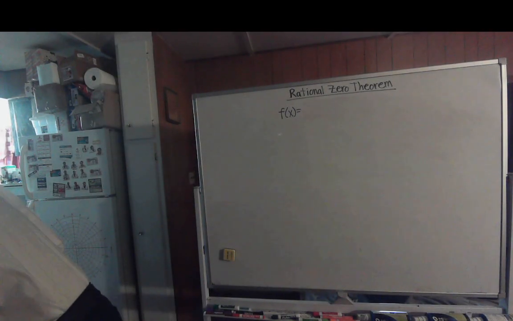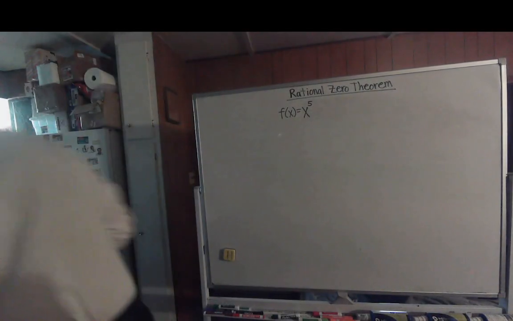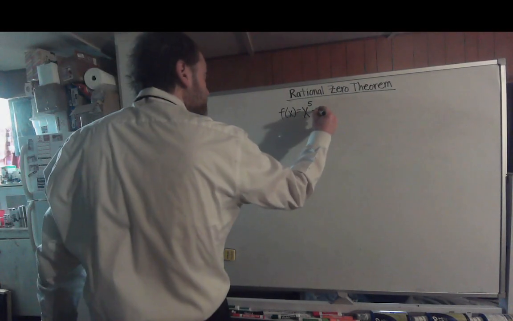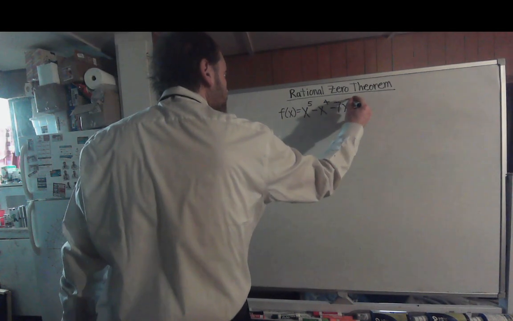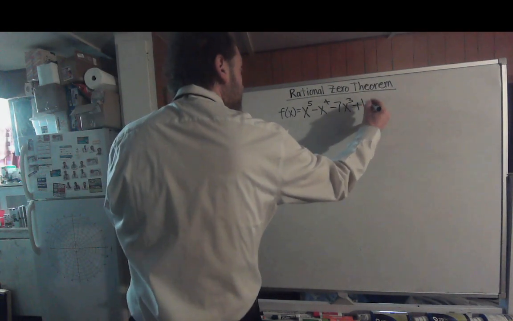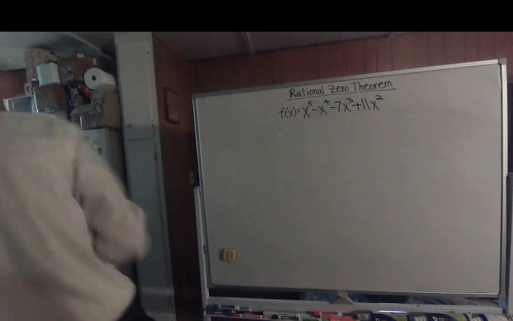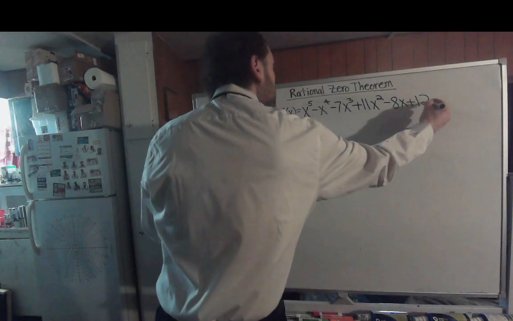Alright, so now, what if I throw in an x to the 5th? Yes, so we have x to the 5th minus x to the 4th minus 7x to the 3rd plus 11x squared minus 8x plus 12. This one's a doozy.